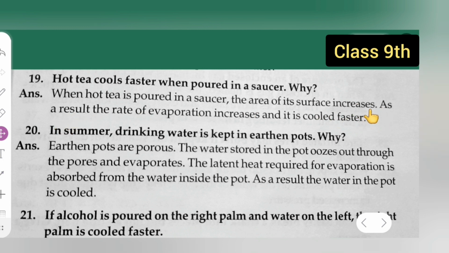As a result, the rate of evaporation increases and it is cooled faster.